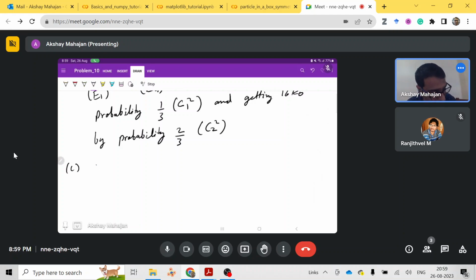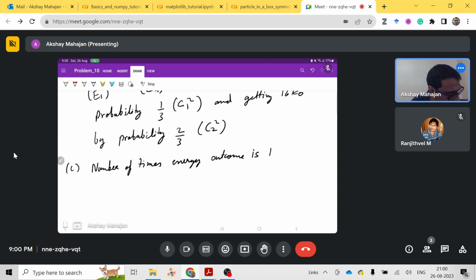So the number of times the energy outcome is E1 equals E naught is given by C1 square times n. Since n is very large, say a million times or something, you will start seeing the probability.